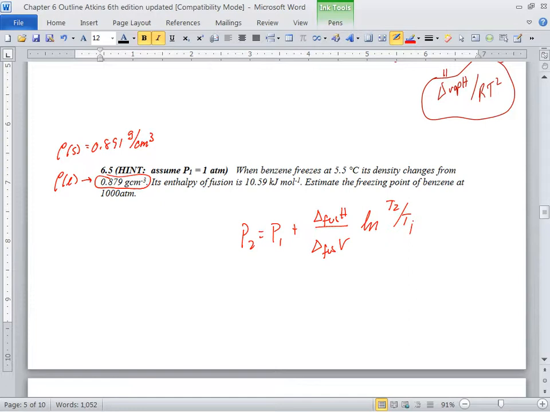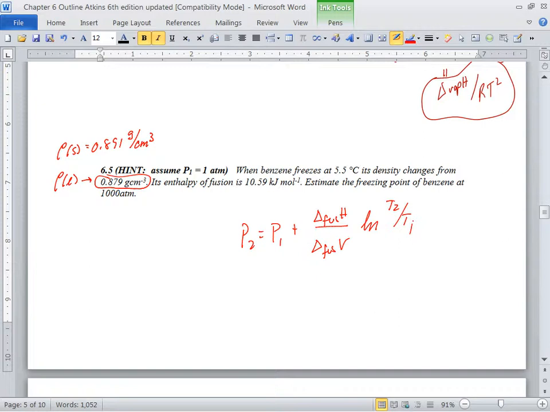If you say T2, then P2 has to be what? 1,000 ATM. So it can be either one. You just got to be consistent. So T2 makes sense because it's kind of the logical way to do it. T2, great, and then that means P2 has to be 1,000 ATMs. P1 is 1 ATM. But I would convert to what? Pascals. Be safe. And they told us enthalpy of fusion. Just be careful. Get it in the right units.